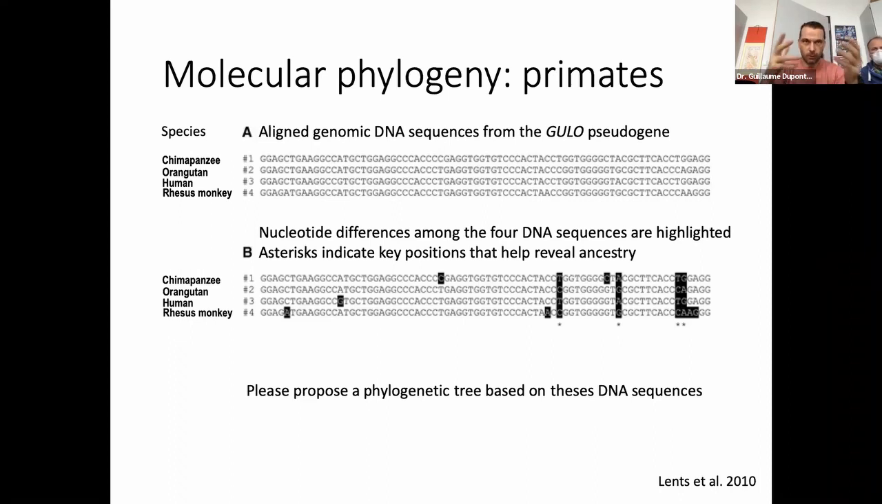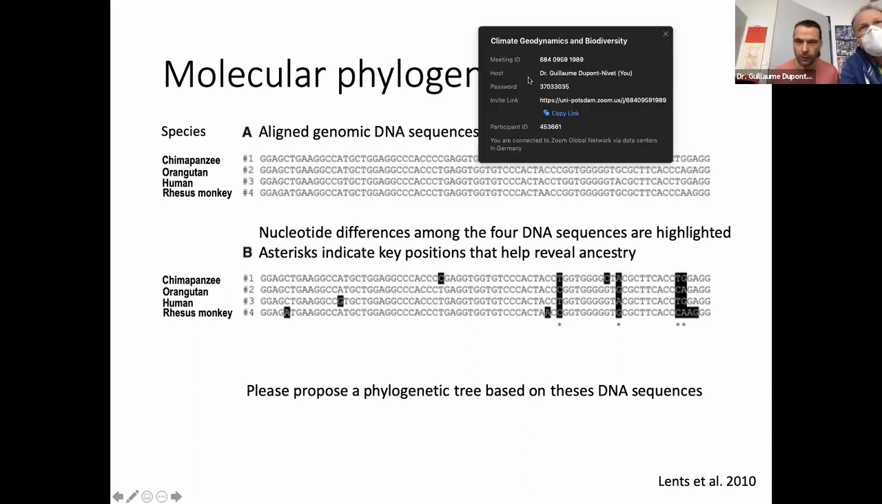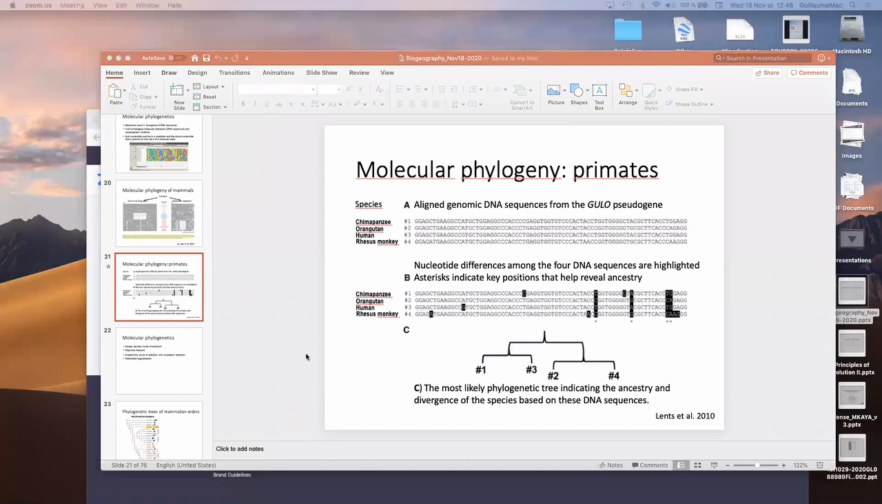Thinking about what we've just talked about, what are the rules? Similarities and shared characters. Can you propose, if you have ideas how the tree can look, or which of these 4 species are more closely related, just type it in the chat. I'd like to hear at least 2 answers. So I will say rhesus monkey is more related to chimpanzee, and then orangutan and humans.